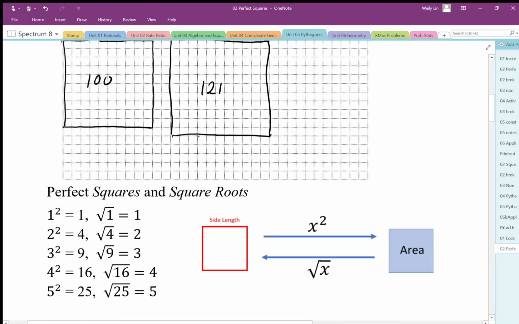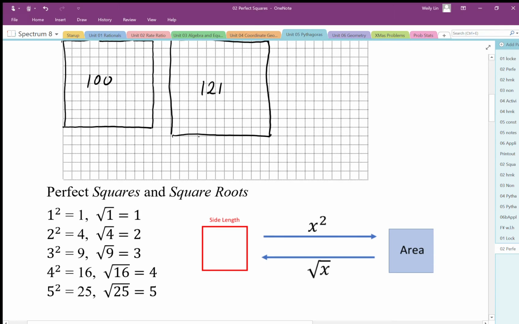And when we talk about squares and square roots, they are just opposites of each other. So 1 squared equals 1, an area of 1. So a length of 1 squared gives us 1 square area. If we take the square root of 1 square area, we get a side length of 1. Okay, a side length of 2 squared equals an area of 4. The square root of the area of 4 gives us 2. These are what we call inverses of each other, or opposites.